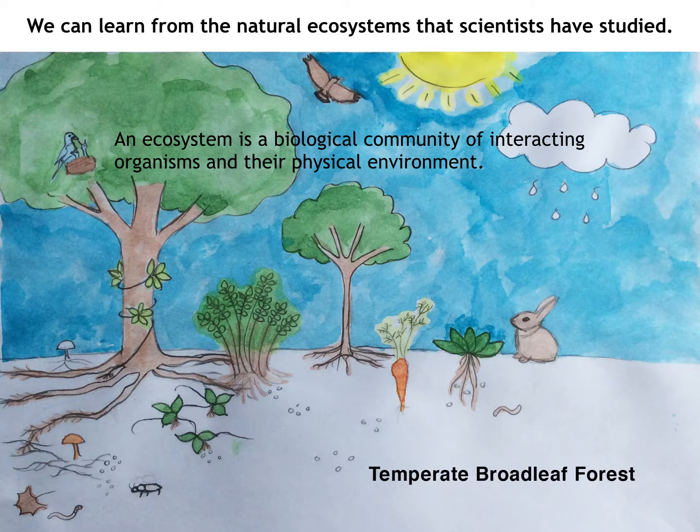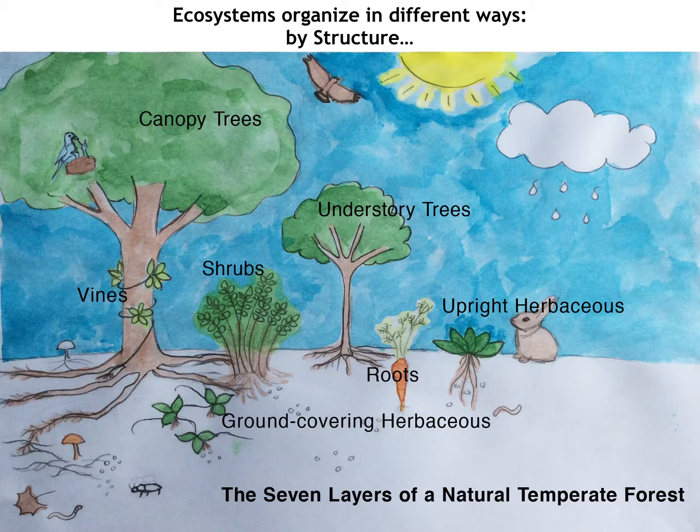We can learn from the natural ecosystems that scientists have studied. An ecosystem is a biological community of interacting organisms and their physical environment. We'll look at the temperate broadleaf forest. Ecosystems organize in different ways, by structure. Canopy trees, understory trees, upright herbaceous plants, deeply rooted plants, ground-covering herbaceous plants, shrubs, and vines. These are the 7 layers of a natural temperate forest.